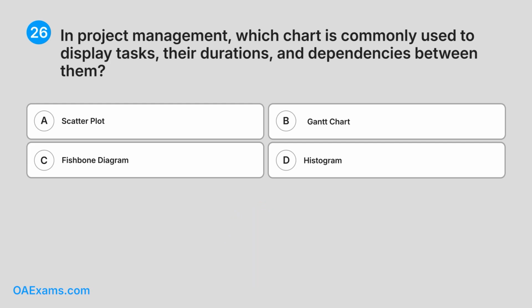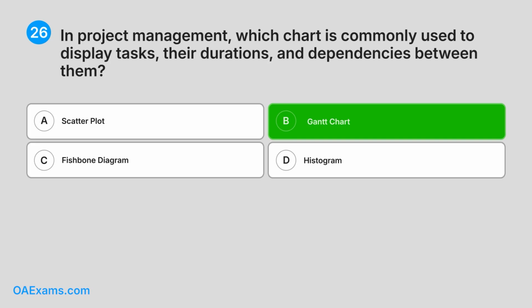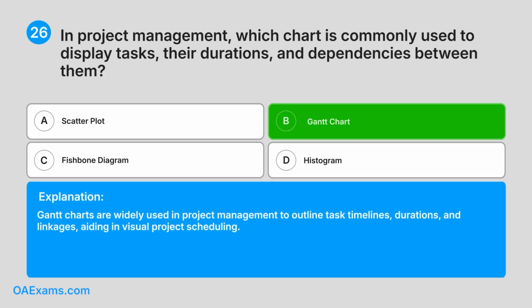Correct answer: B. Gantt chart. Explanation: Gantt charts are widely used in project management to outline task timelines, durations, and linkages, aiding in visual project scheduling.